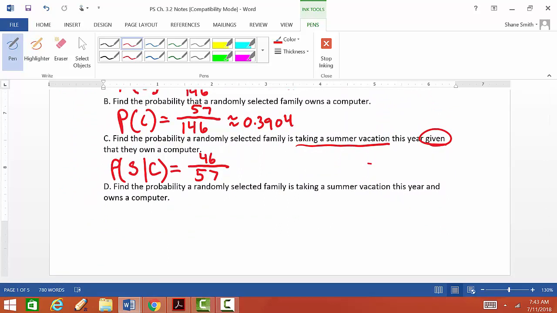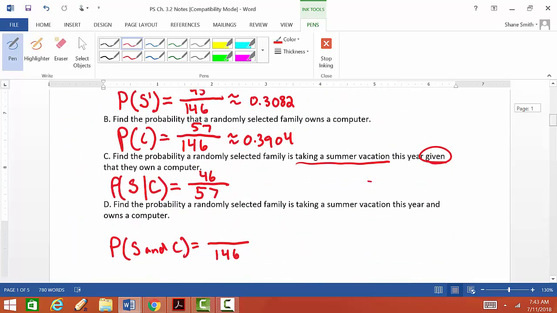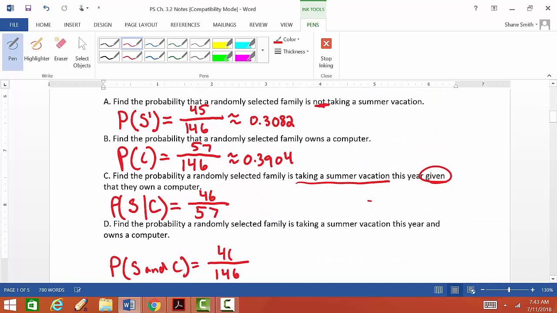Find the probability a randomly selected family is taking a summer vacation this year and owns a computer. So S and C. Are we given anything in this one? We're not, right? We aren't given anything. So our denominator is 146, and our S and C, the number that are taking a summer vacation and own a computer, is 46. So 46 out of 146. And I forgot to give my decimal approximation for the previous one, so I'll do that now. This is 0.8070, and this is 0.3151.